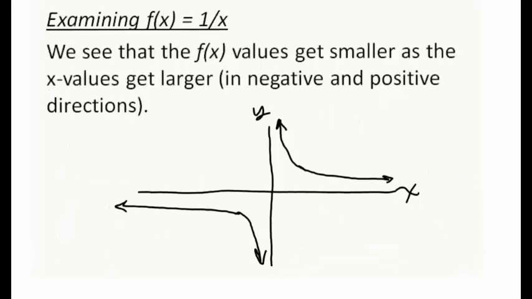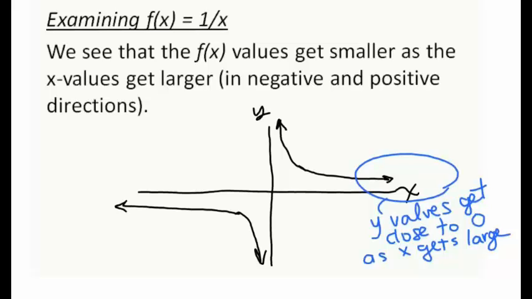So this slide is summing up what we saw on the last slide. Our y values, our f of x values, tend to get really small as our x values get bigger in both the negative and the positive directions. This shouldn't be a surprise if you recall what our function 1 over x looks like. I've drawn a rough sketch here. As our x values get larger in the positive direction, our function starts to decrease, and it gets closer and closer to the line y is equal to 0.